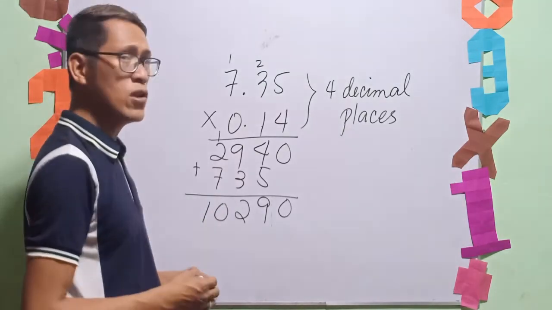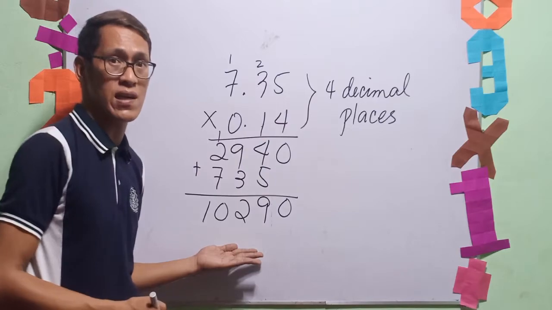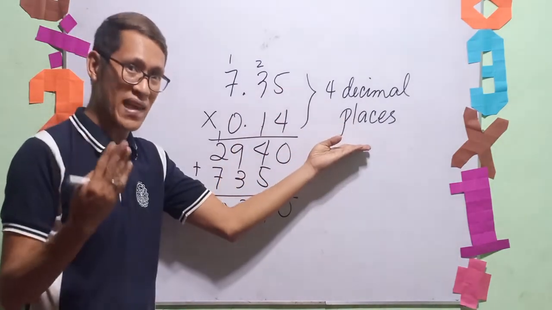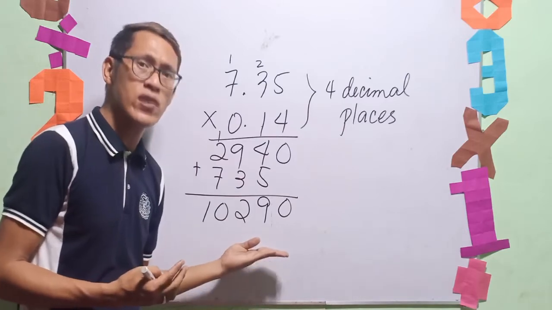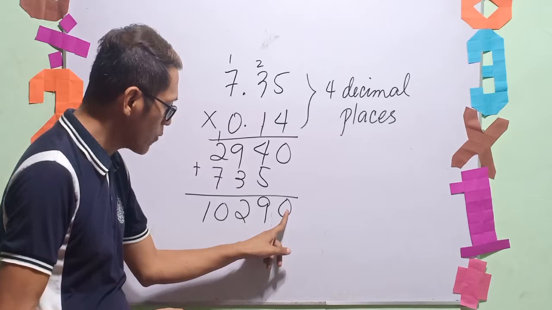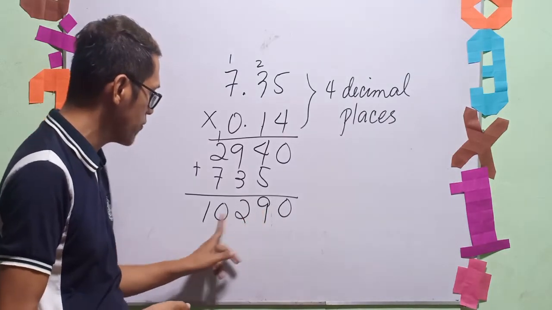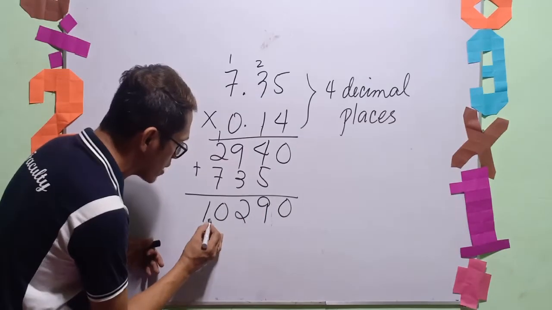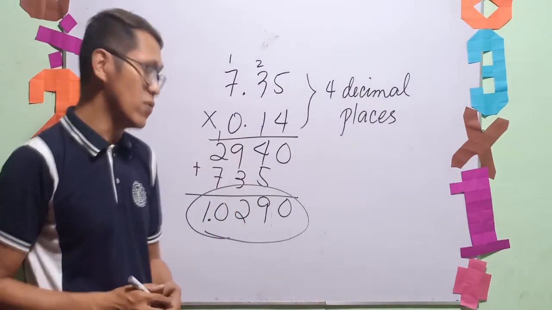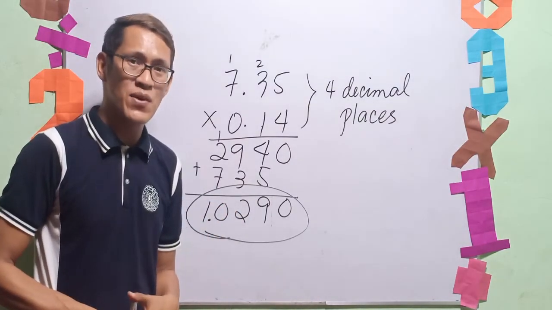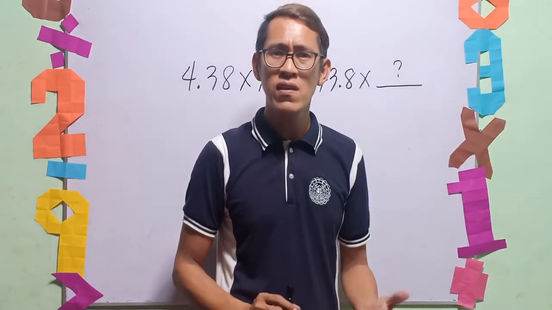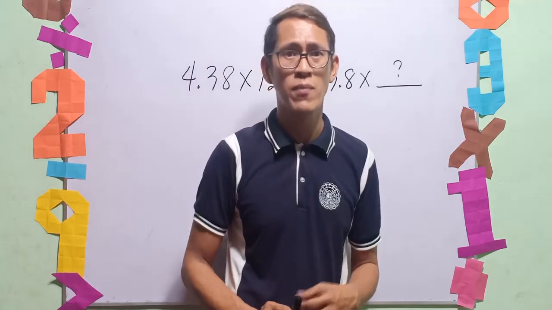Now, where will you put the decimal point here? Remember, in the factors, there are 4 decimal places. So in our product, there should also be 4 decimal places. So let's count from right to left. 1, 2, 3, 4. So the decimal point must be here. So our final answer is 1.0290.